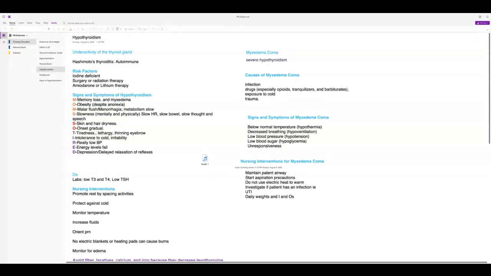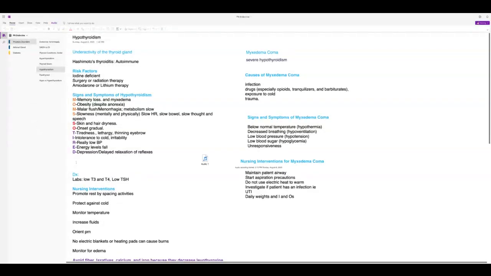I is for intolerance to cold or irritability. R is for really low blood pressure. E is for energy levels fall. D is for depression, delayed relaxation of reflexes. Okay, so their labs are going to be low.